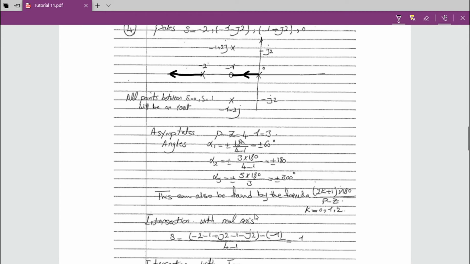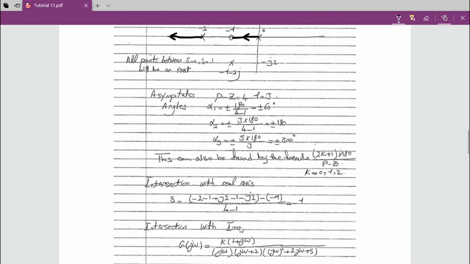And then what we need to do is to identify the asymptote intercept. It is given by the formula: sum of poles minus sum of zeros, divided by the number of poles minus the number of zeros. So directly substituting the values, the sum of the poles minus the sum of the zeros, divided by 4 minus 1, you get the result. So the asymptote intercept happens at -1.